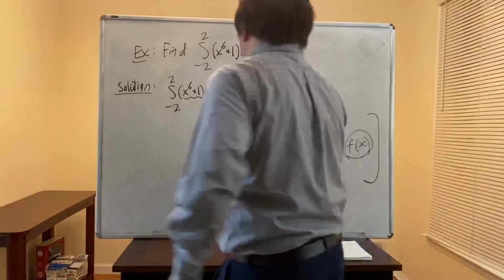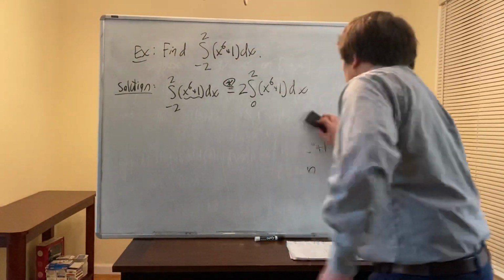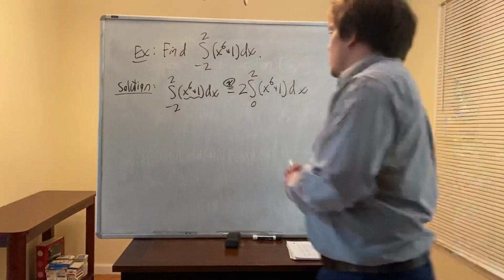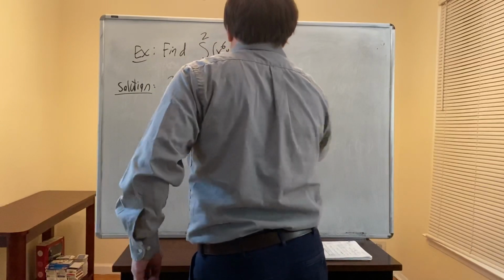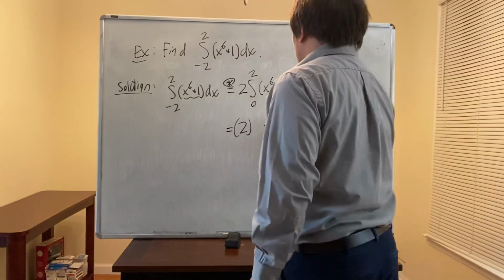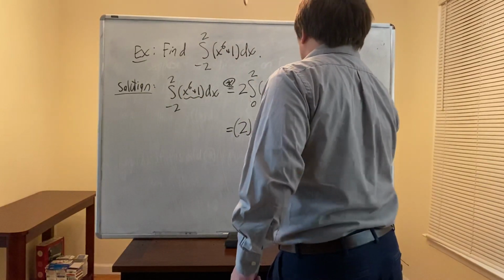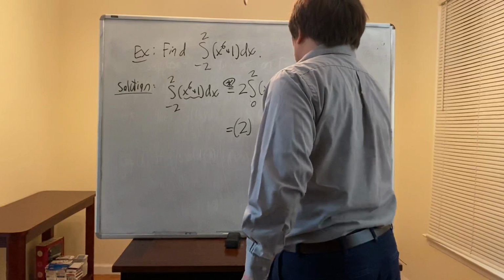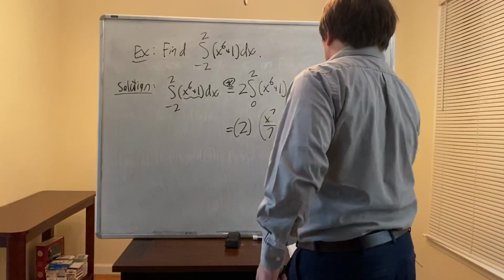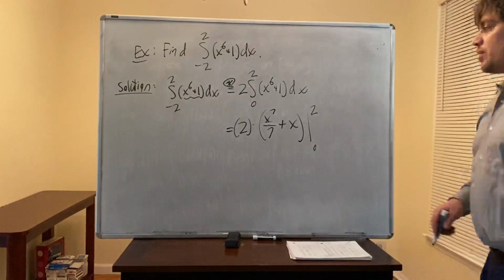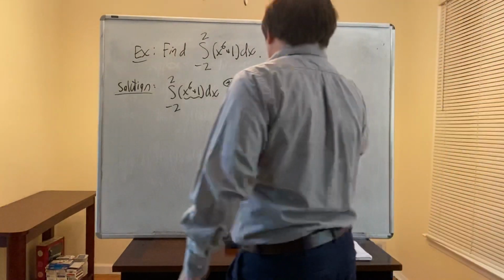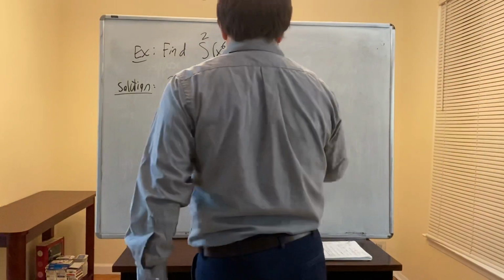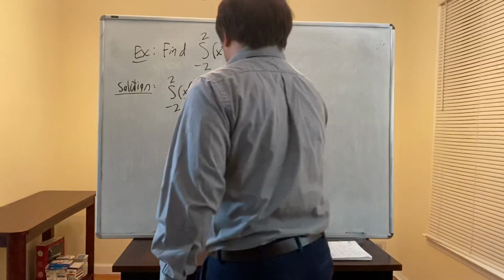And so now we're going to quickly calculate this integral. An antiderivative of x to the 6th plus 1 is x to the 7th over 7 plus x. We're evaluating from 0 to 2. So 2 times x to the 7th over 7 plus x evaluated from 0 to 2. That's by the fundamental theorem of calculus.